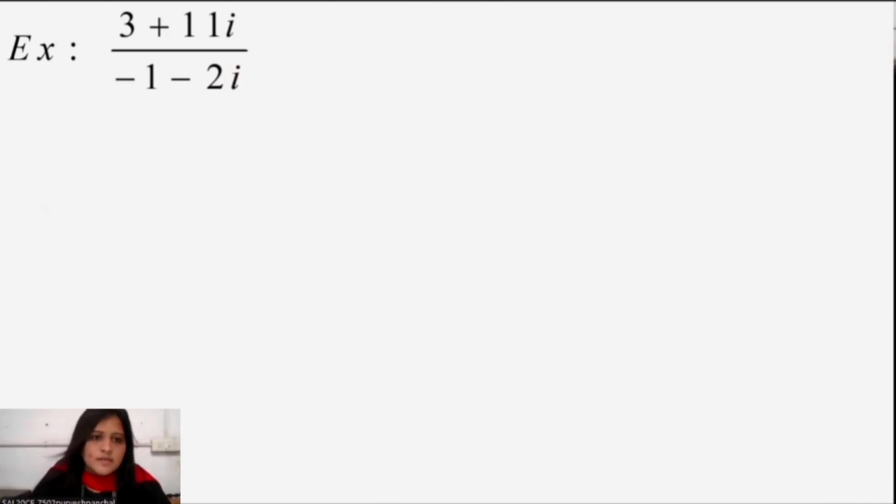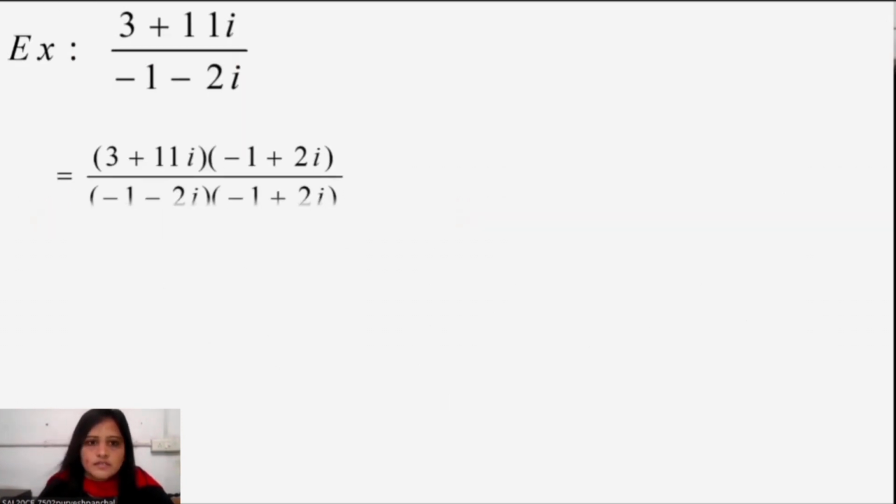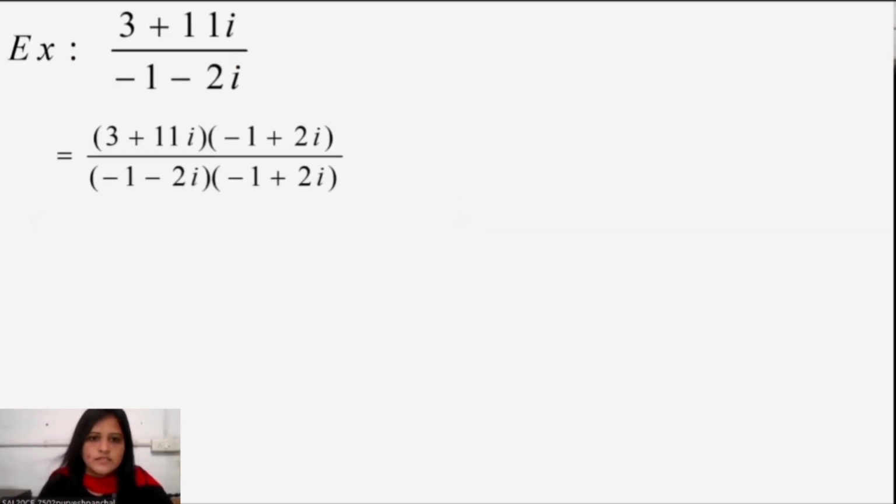Now let us see one example of division, how to divide complex numbers. We are given one complex number, 3 plus 11i upon minus 1 minus 2i. So to divide, we know that we have to multiply and divide by the conjugate of its denominator. Here our denominator is minus 1 minus 2i, so the conjugate of this is minus 1 plus 2i. So we will multiply and divide by the conjugate, which is minus 1 plus 2i.